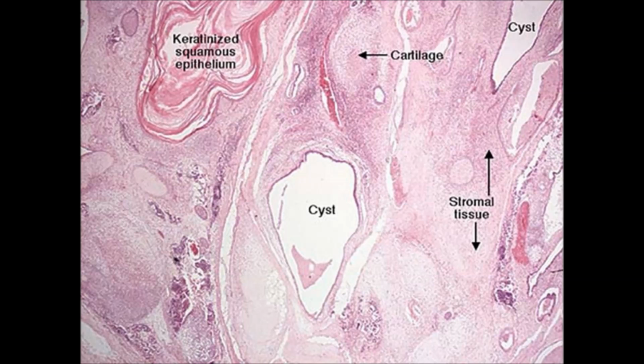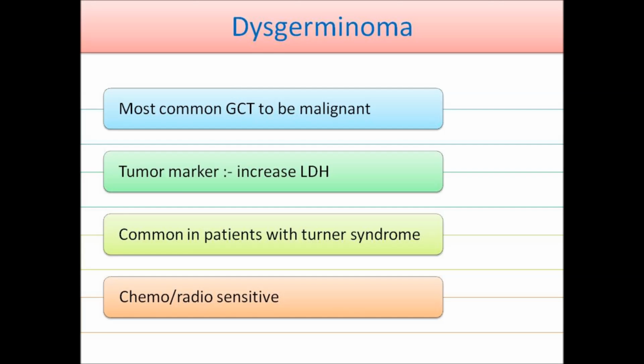So, second type of germ cell tumors is the Dysgerminoma. Dysgerminoma is the most common germ cell tumor to undergo malignancy. This is important. The second important point is the tumor marker. The tumor marker of Dysgerminoma is LDH, and the Dysgerminoma is common in patients with Turner syndrome.